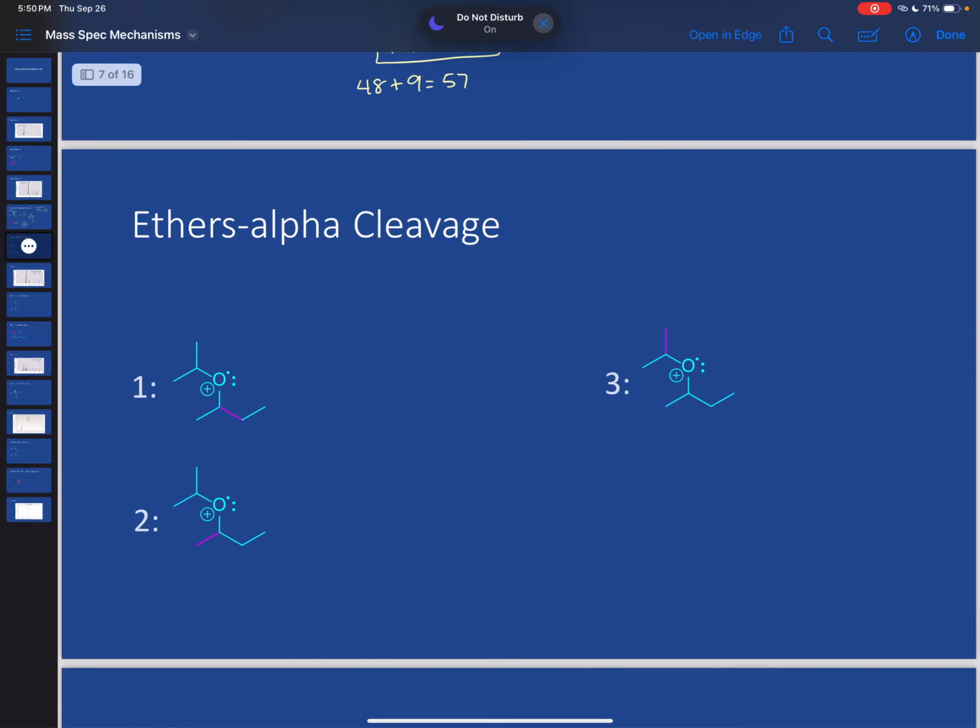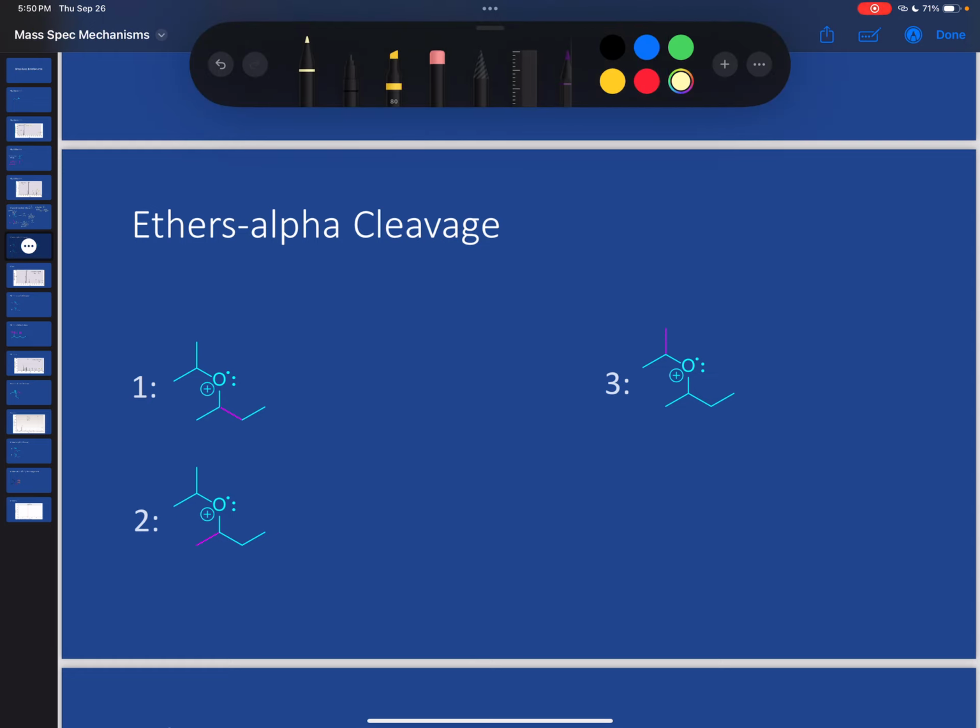Hi everyone. Okay, so this is part 2 of our ethers. We looked at heterolytic cleavage in part 1, so now we're going to be looking at our alpha cleavage. Don't forget our alpha cleavage is also known as our homolytic cleavage. So our difference here is going to be we will be moving one electron at a time. So I'm going to be using my fishhook arrows or my single barbed arrows with our fragmentation patterns.